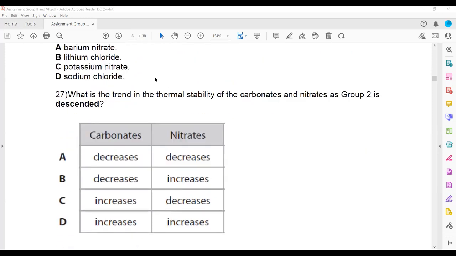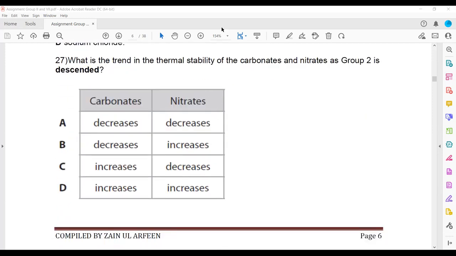In question 27, what is the trend in thermal stability of carbonates and nitrates? Thermal stability for all hydroxides, carbonates, and nitrates increases as we go down the group. For example, the substance becomes more thermally stable. Why does it become more thermally stable?